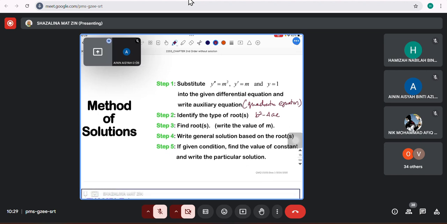For step number 2, this is not compulsory. However, for the user of calculator FX570MS, this step number 2 is compulsory.